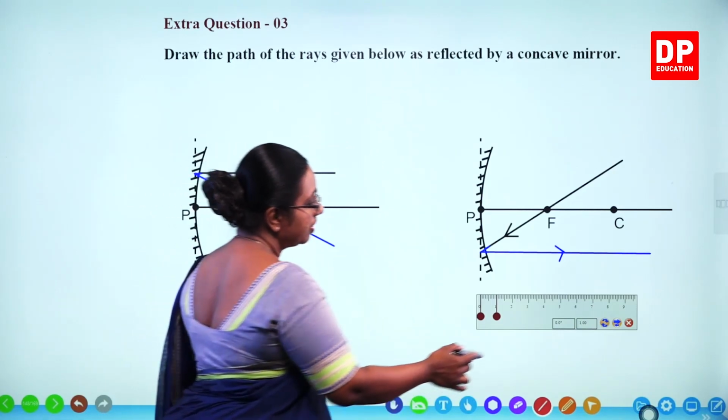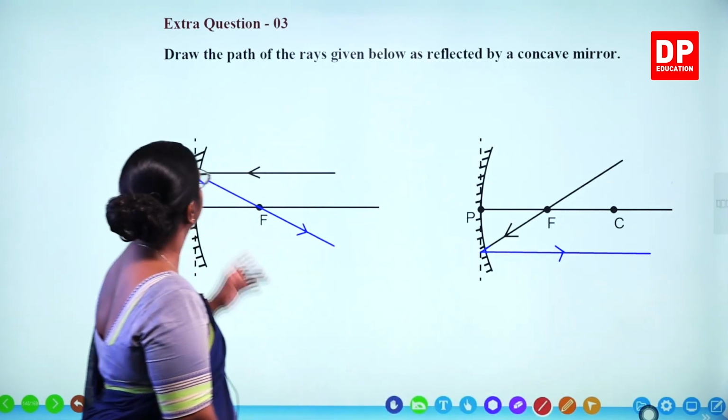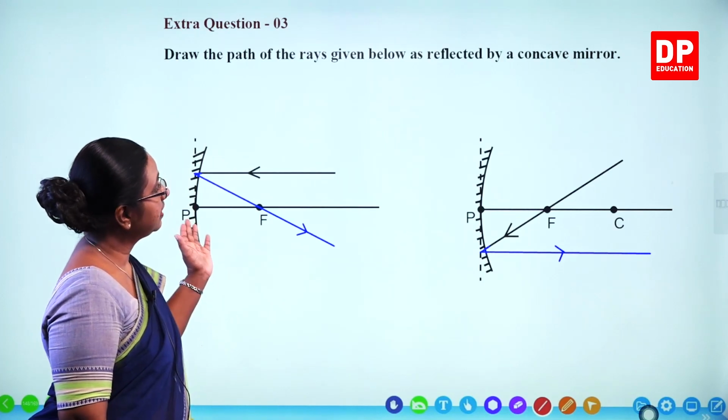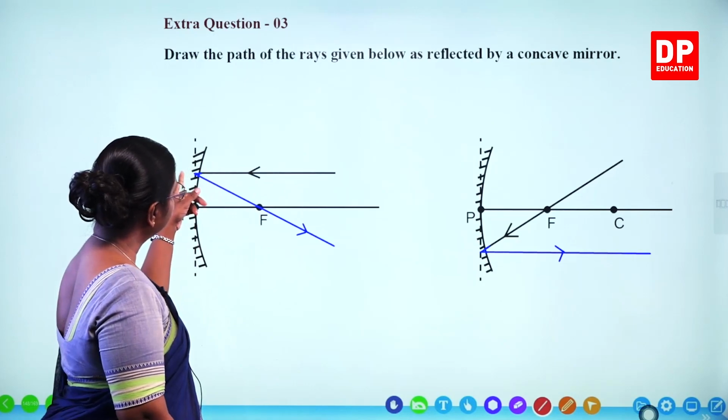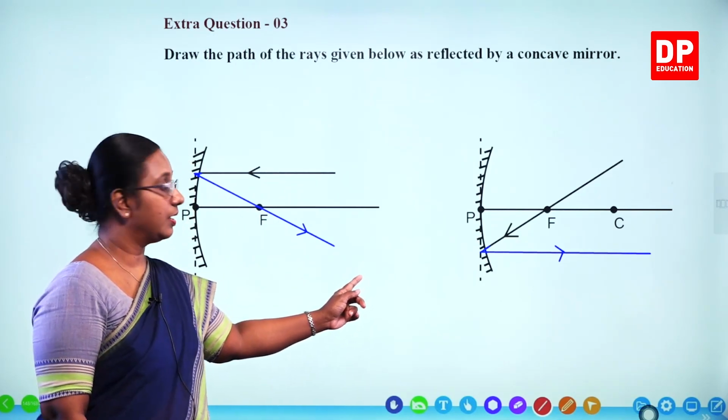So we have drawn the two diagrams. Draw the path of the rays given below as reflected by a concave mirror. Coming parallel reflects through focal point.